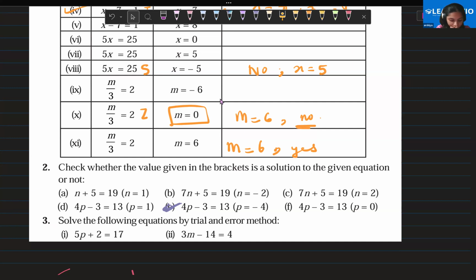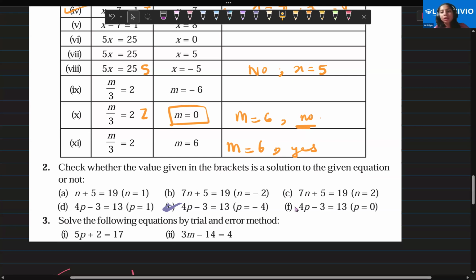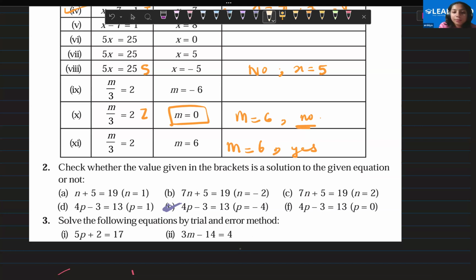Done, ma'am. Okay, what are the answers you're getting? No, it's incorrect. It's only 4. The value of P is 4. Okay. According to Zainab, P is 4. Yes, ma'am. P equals 4.